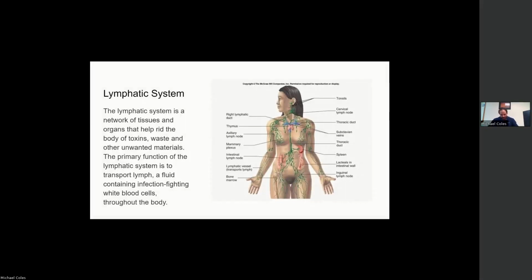Okay. The lymphatic system is our so-called sewage system. If our blood circulation is our highway, all the runoff of the highway and of the streets into the drainage system, into the gutters, into the sewage, is our lymphatic system.